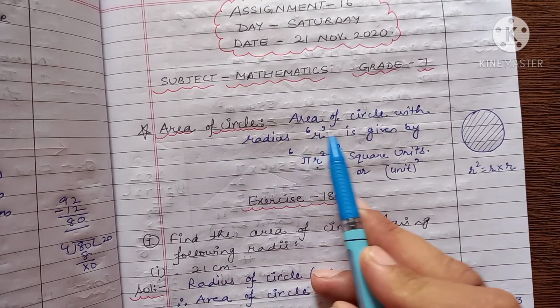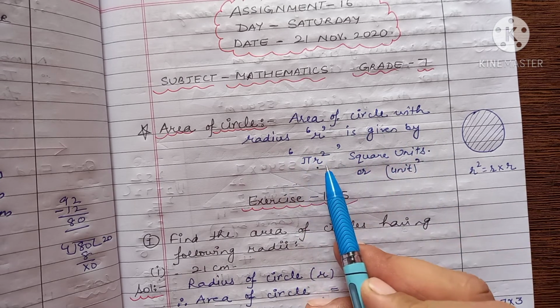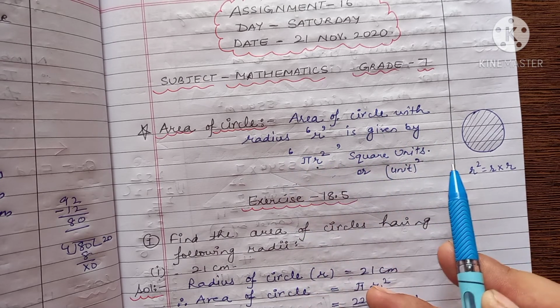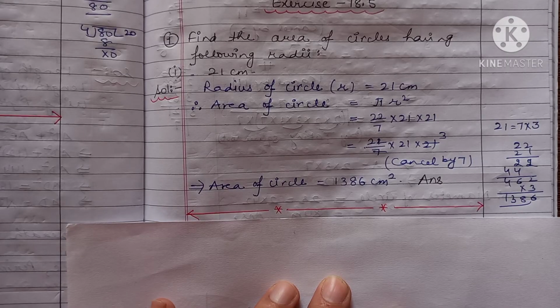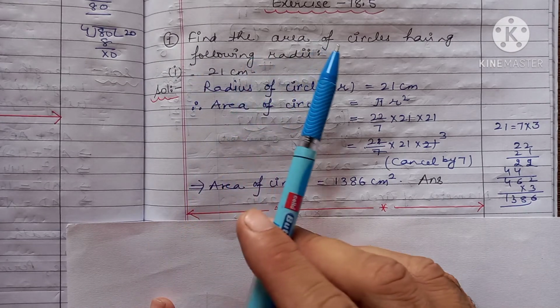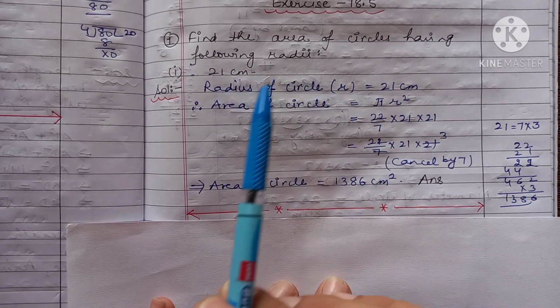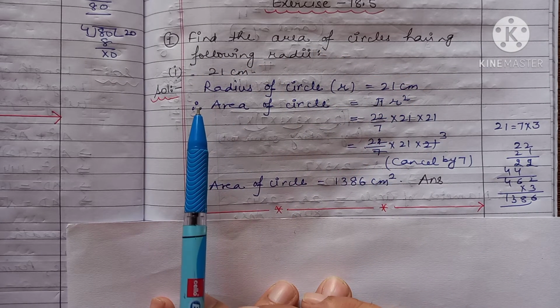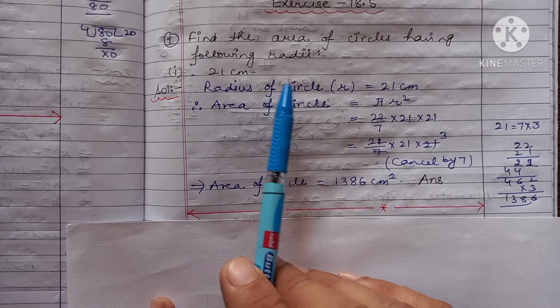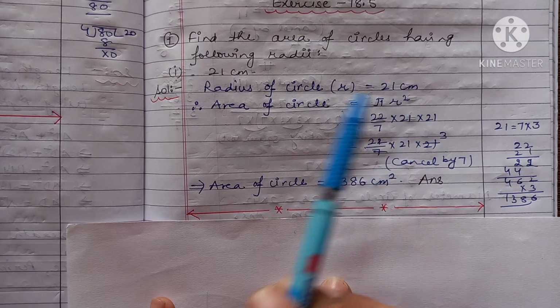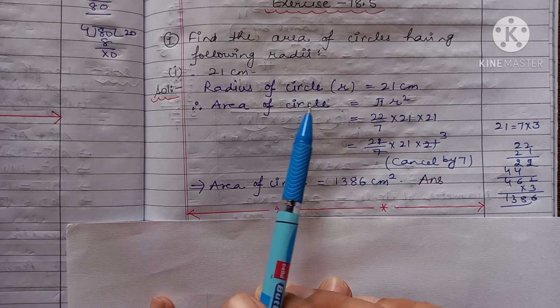So area of circle with radius r is given by pi r squared square units. Now we take a few problems from exercise 18.5. In the first question, it says find the area of the circle having the following radii. Various parts are given. We will consider the first part. Here the radius is given as 21 centimeter, and we need to calculate the area of the circle.